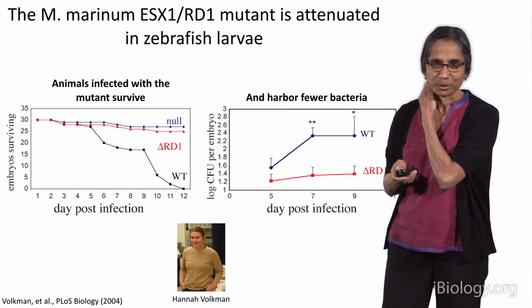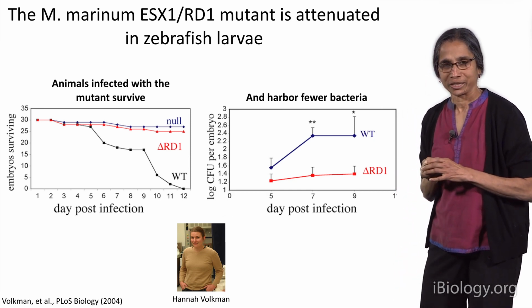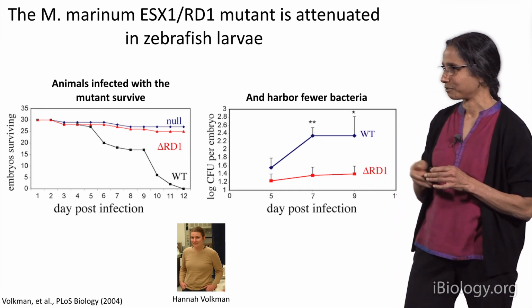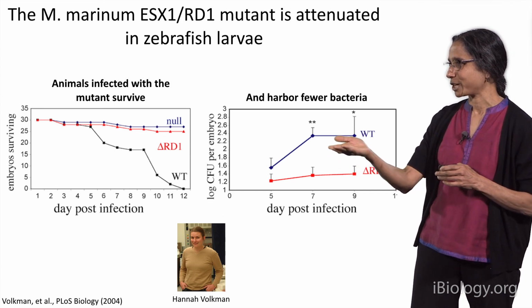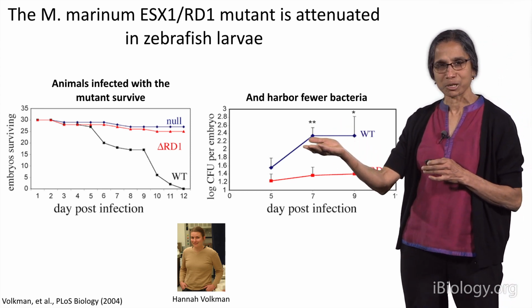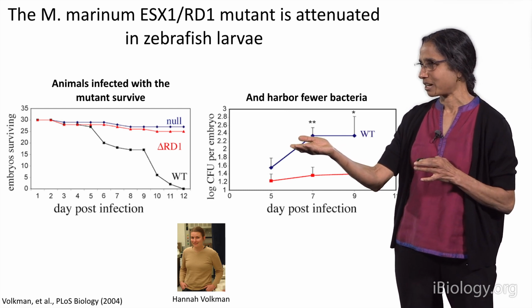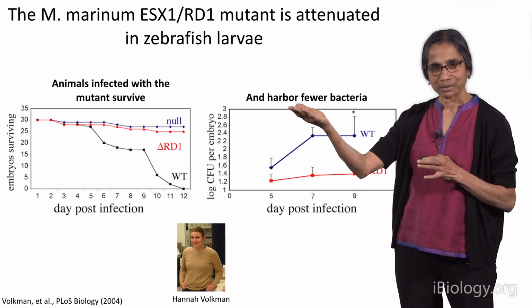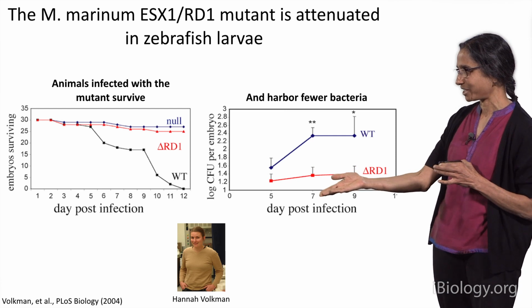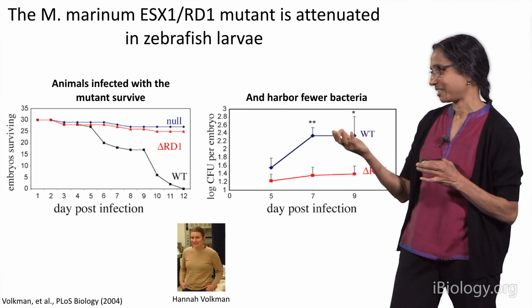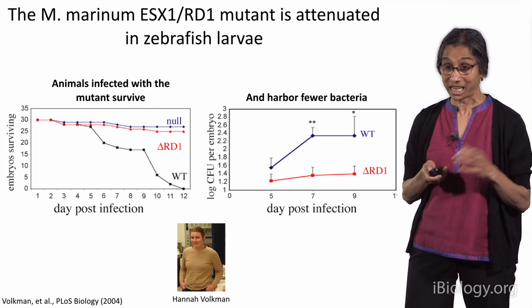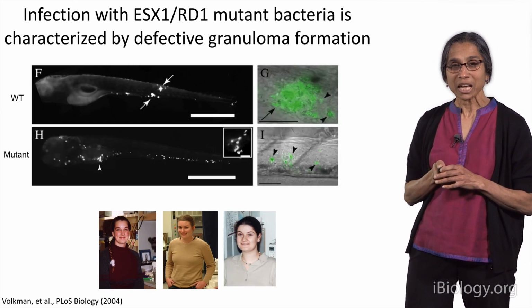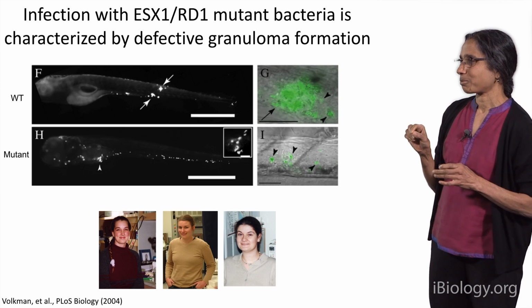So at this point, we were sort of shamed into doing this quickly, and it was Hannah Volkman, who had joined my lab as a graduate student. And Hannah showed very quickly that, yes, if you put this mutant into zebrafish larvae, it was attenuated. The animals didn't die, and if you looked at the bacterial counts, you could see that the bacteria didn't grow as well. So this was good because it showed us that it was behaving just like you would expect. But here came the surprise.